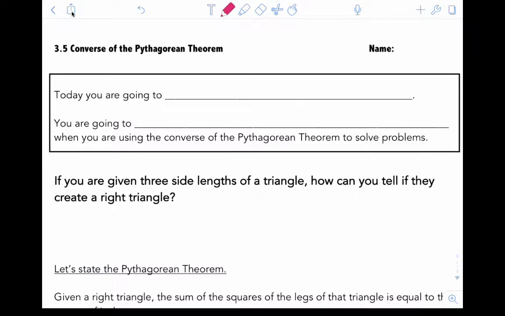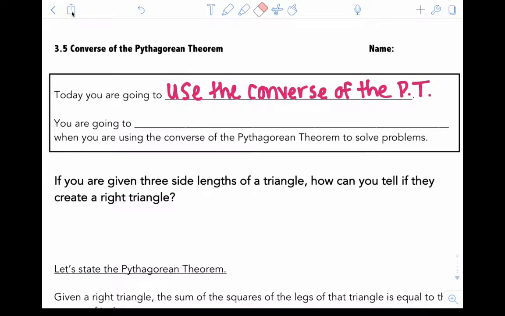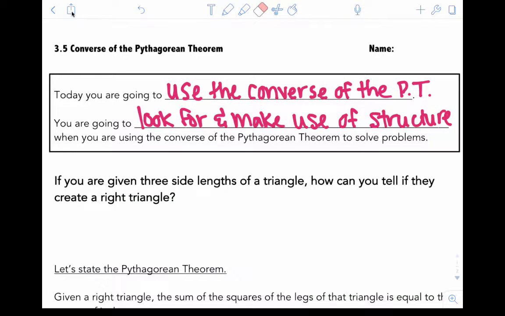Today we are going to use the converse of the Pythagorean theorem. You're going to look for and make use of structure when you're using the converse of the Pythagorean theorem to solve problems. So we're going to use the structure of the theorem, a squared plus b squared equals c squared, when we are solving various problems.